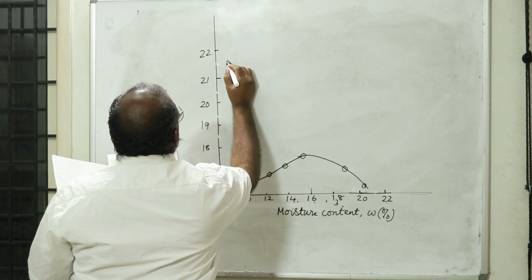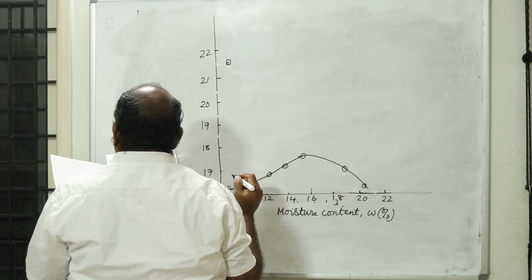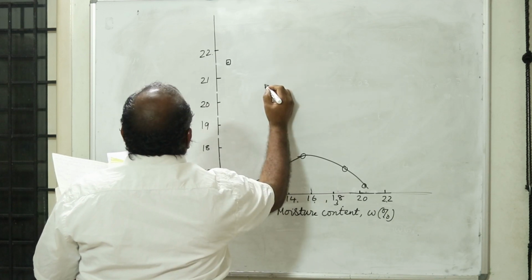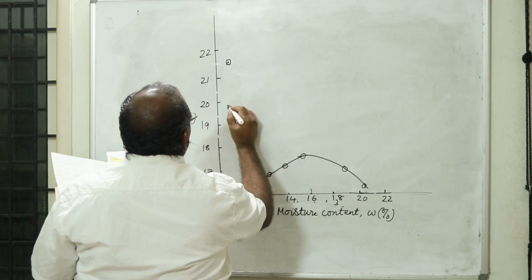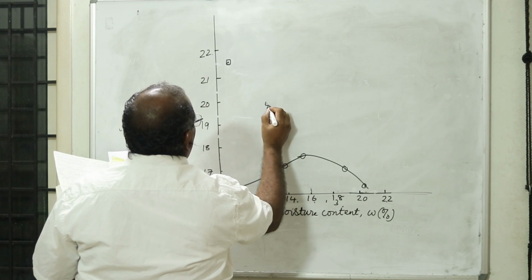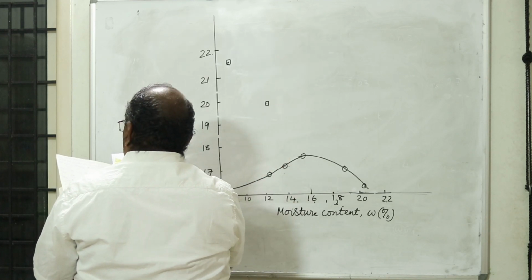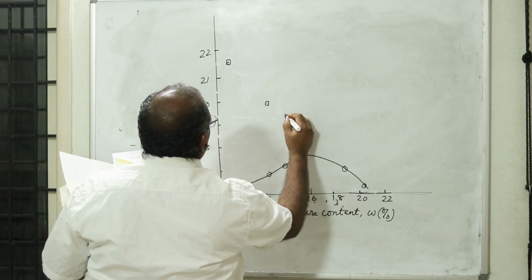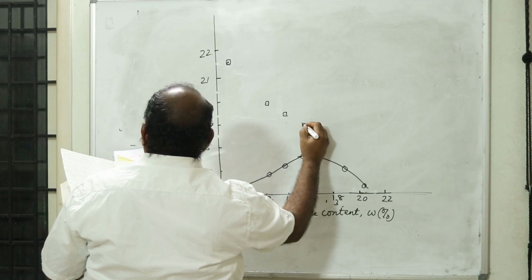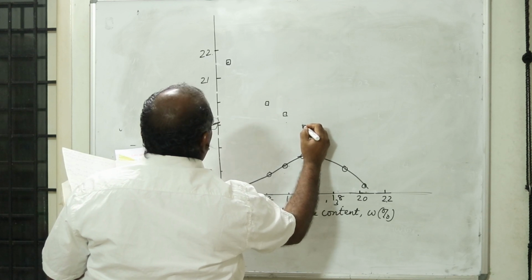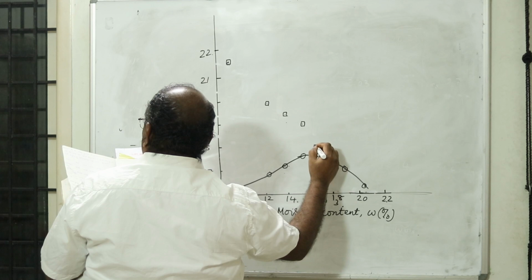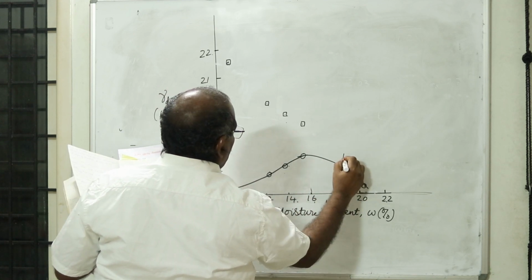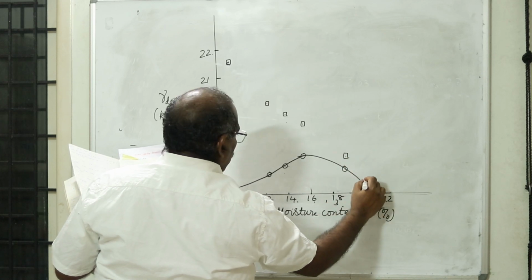Let me use a different symbol. Corresponding to the second trial, it is 19.92, almost 20. Then corresponding to the third one, it is 19.32. The fourth one, you got 18.85. Then the fifth one, 17.75. Then the last one is 17.14.